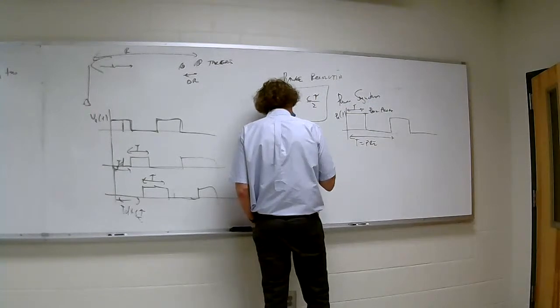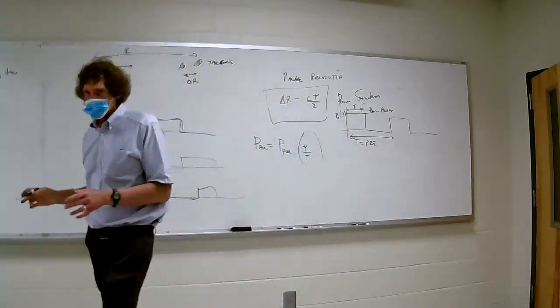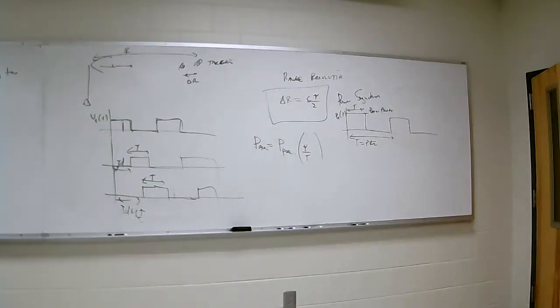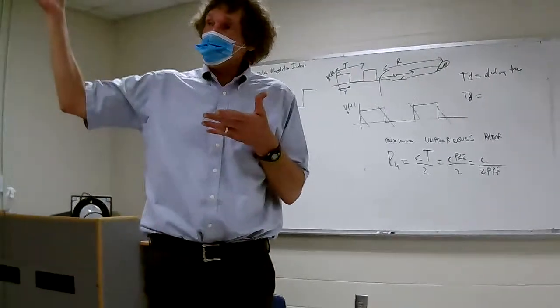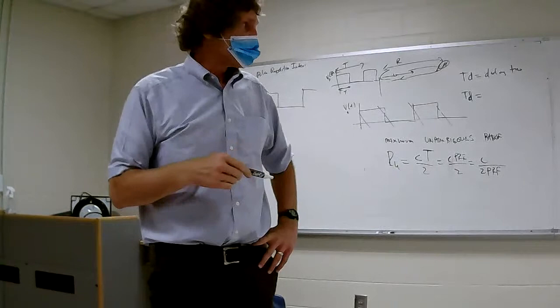Times the duty cycle, tau over T. Now that should make intuitive sense to you. You know what average power is, right? You know what average anything is. It means you find the value it's at when it's on and multiply it by the duty cycle. Y'all with me? We're going to see that that becomes an important factor.